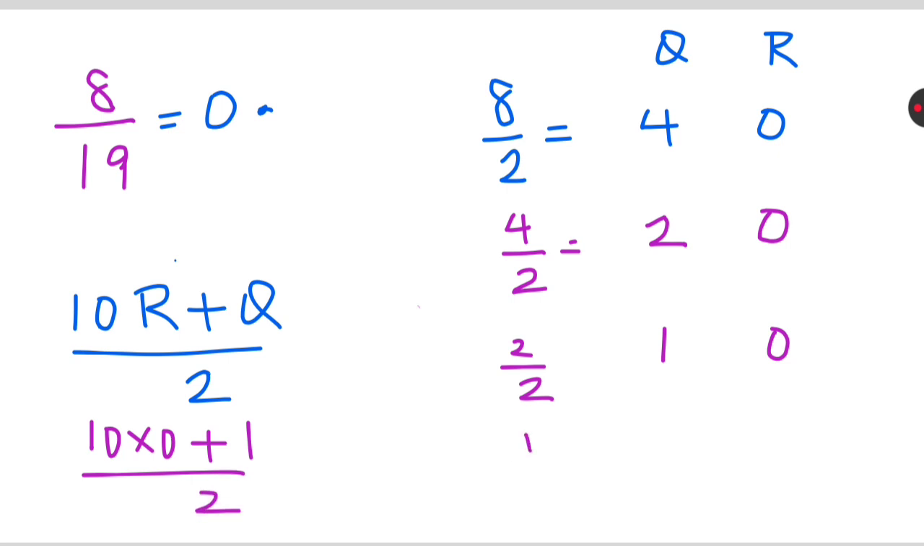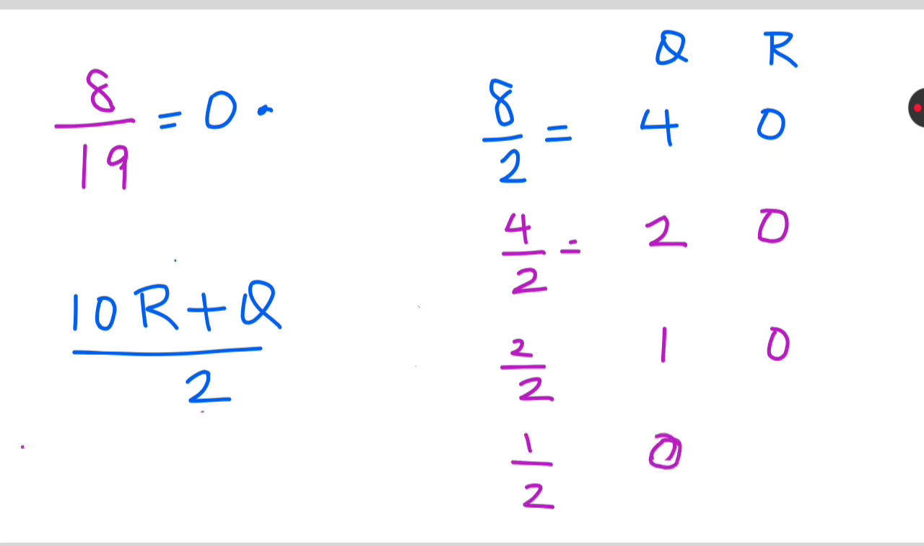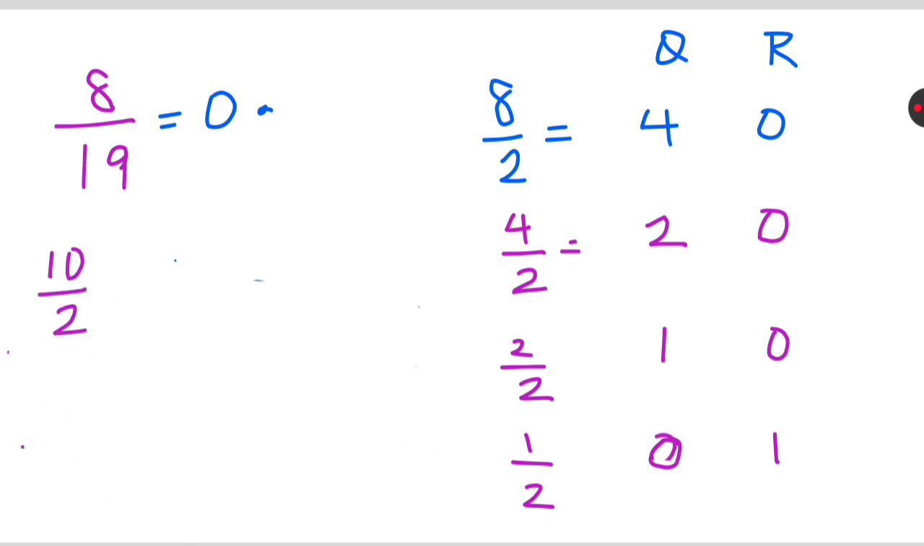So we are going to get 1 over 2 here. When you do 1 over 2, the quotient is 0, the remainder is 1. Now these values substitute in here. So the remainder is 1, then quotient is 0 over 2. So 10 times 1 which is 10, 10 over 2. So we are going to get 10 over 2 here. So when you do 10 over 2, the quotient is 5, the remainder is 0.